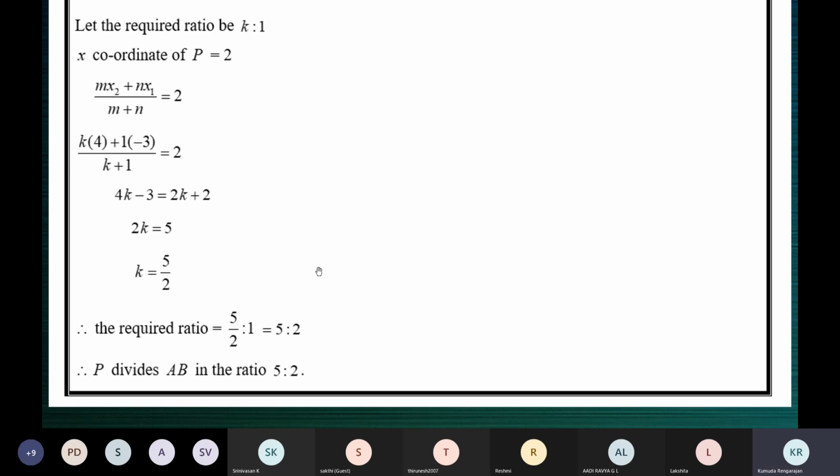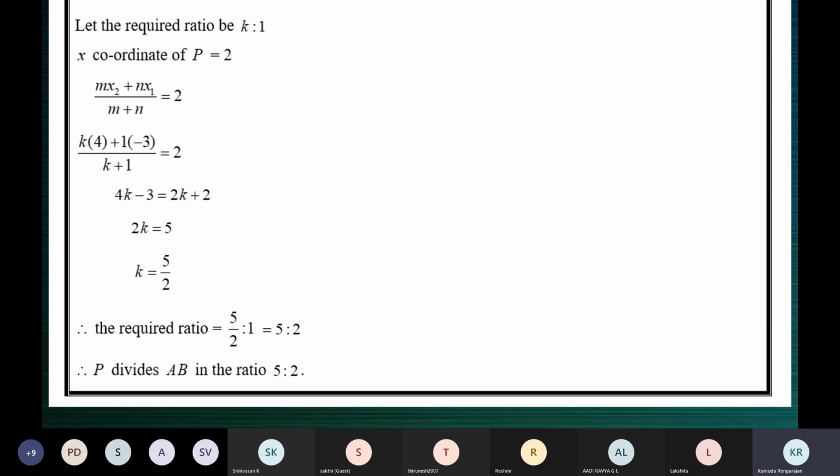Now, you know the concept of equivalent fractions. Now this is a ratio. It's 5 by 2 divided by 1. I think as early as in 3rd or 4th standard, we have learned the concept of equivalent fractions. So we know 2 by 3 is the same as 4 by 6, is the same as 6 by 9, is the same as 8 by 12. It goes on like that. You can write infinitely many equivalent fractions to 2 by 3.